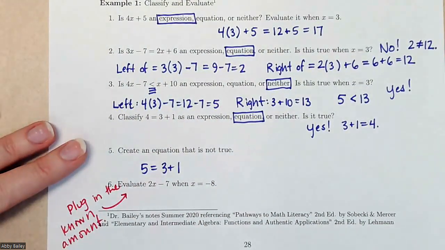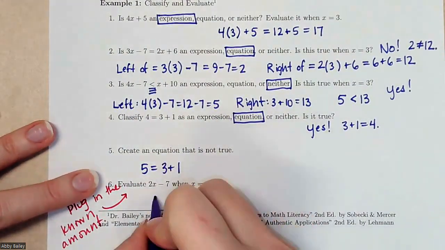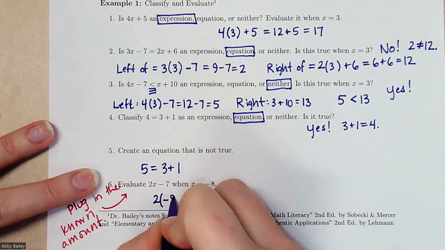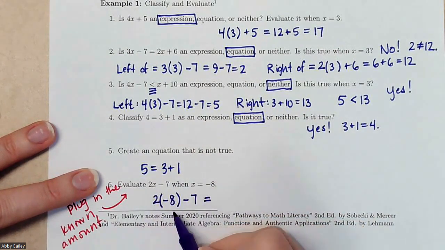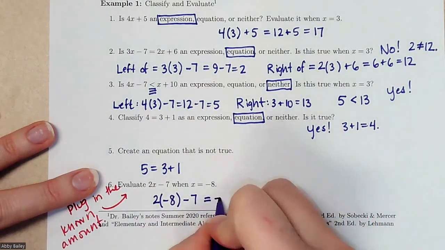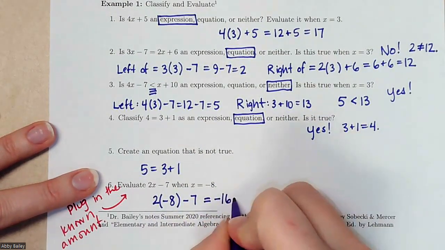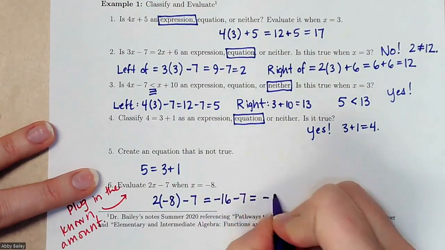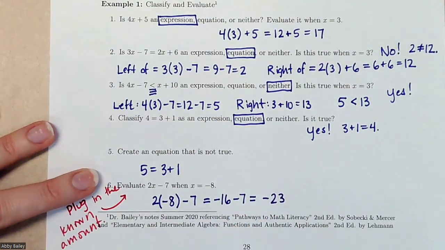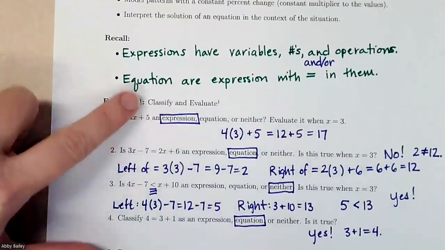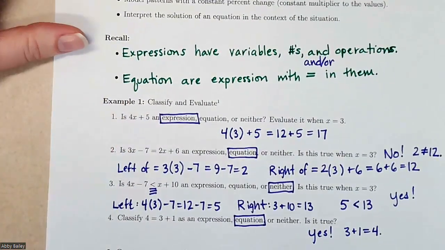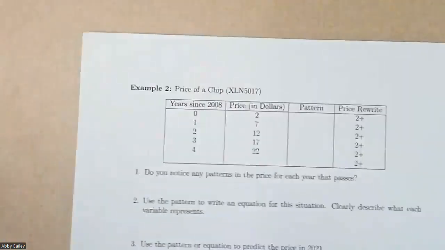Okay, so let's do that. So 2 times, we know the value of x is -8, minus 7. 2 groups of -8 is -16. A debt of 16, take away 7 is -23. All right, so just a little bit of classifying and figuring out what's an expression, what's an equation, because you'll see that terminology.